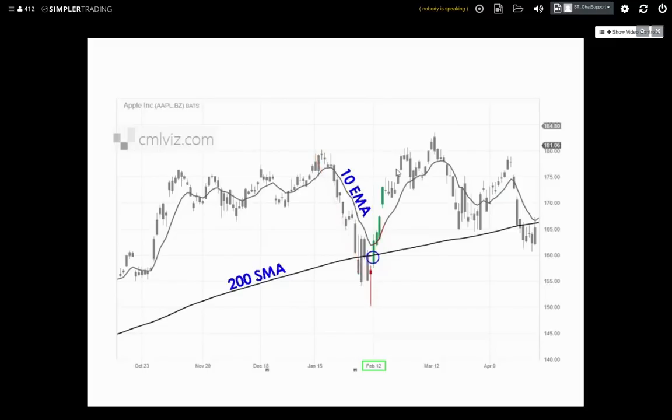It seems easy enough when you look at a chart. But remember, in real time, you don't have a chart of the future. All you see is a stock collapsing.